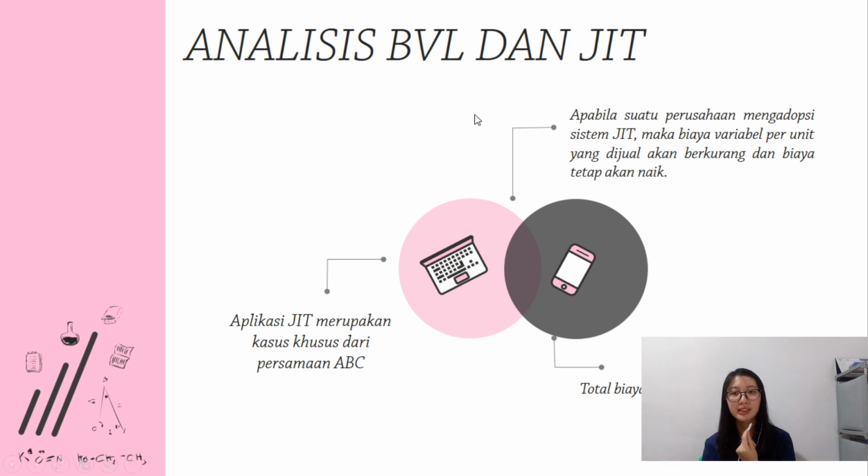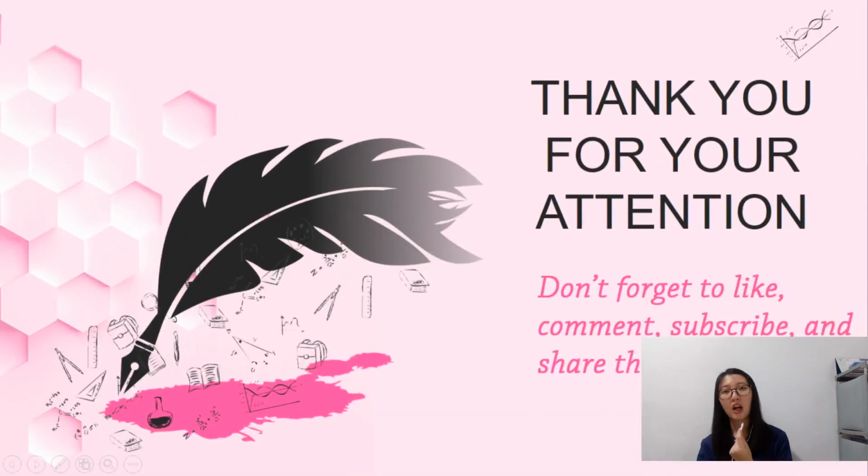When we use CVP analysis in a just-in-time system, the total cost becomes like this. As you can see in the slide, the total cost equals the fixed cost plus the variable cost times the number of units, plus the machine cost times the machine hours. So that's all for the presentation about cost volume profit analysis.